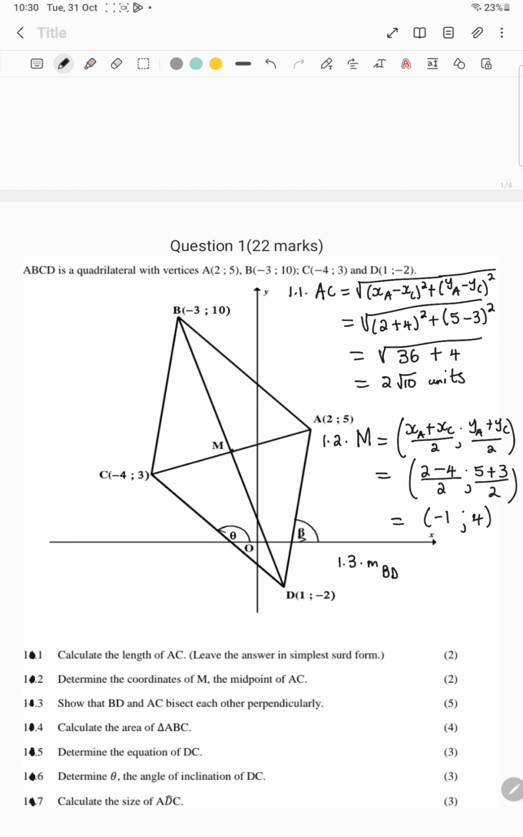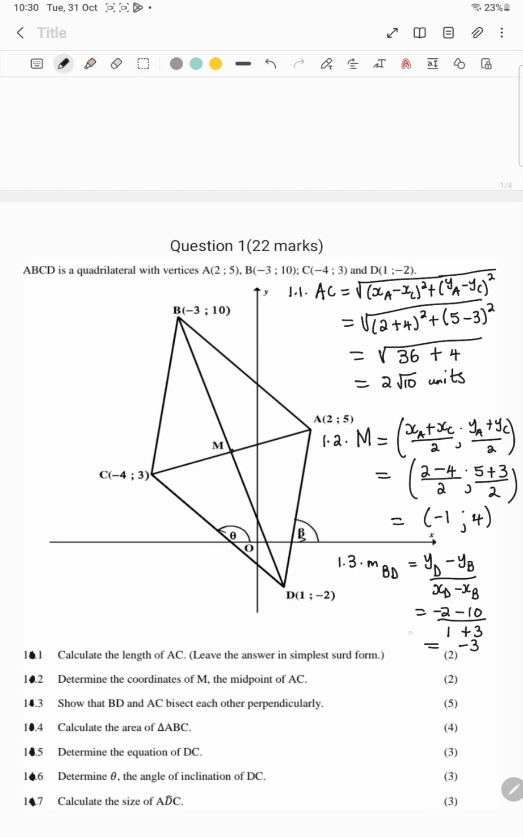MBD is going to be y at D minus y at B over x at D minus x at B. So what is my y at D? My y at D, I see it's negative 2, and then my y at B is a positive 10, over my x at D, which is 1, and then my x at B is negative 3. Negative times negative is positive. If you work this out using your calculator, you're going to get negative 3.